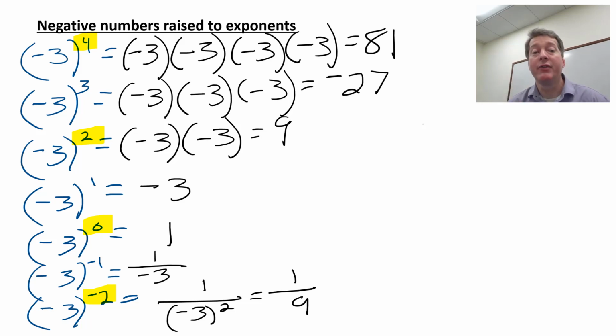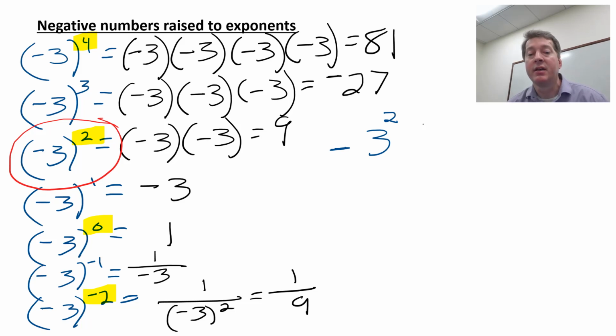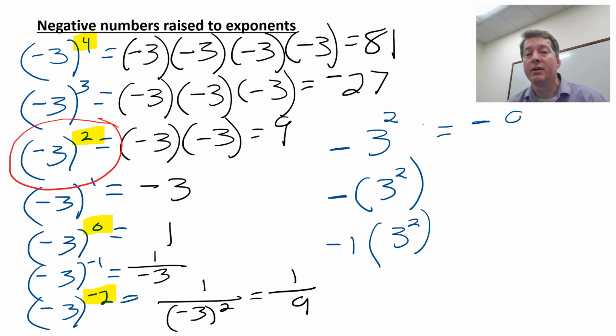One last point on negative numbers raised to an exponent. You see here I have negative 3 squared. We said that's positive 9. But suppose I simply write negative 3 squared where I do not have the negative 3 in parentheses. That is the same as negative 3 squared. It's only the 3 in parentheses, which is the same thing as negative 1 times 3 squared. So negative 3 squared is negative 9. That might come up once in a while on a test.